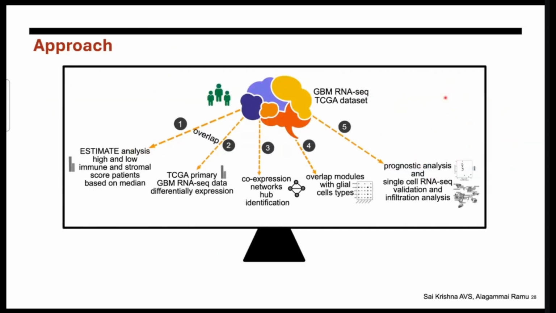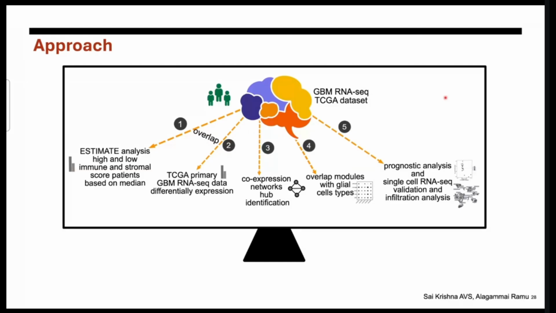So to understand this process, along with my student Sai Krishna and Alagamai, we have designed a computational approach where we looked into the published RNA sequencing transcriptomic dataset from brain cancer using the TCGA database. We have downloaded that, and then we have reanalyzed it.